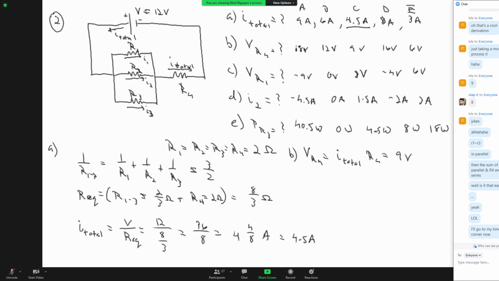I total is 4.5. R4 is 2. It's 9 volts. Look at that. So far, this column's looking pretty good. R1.